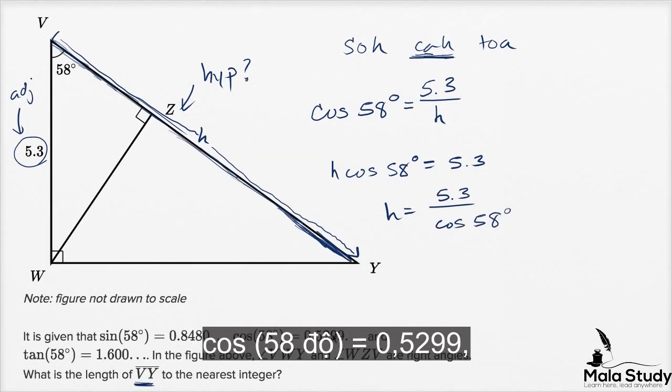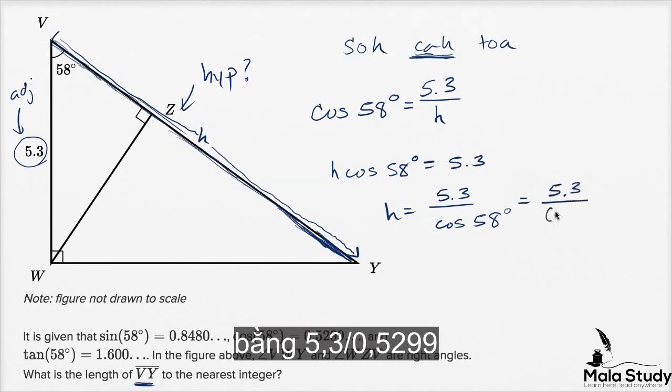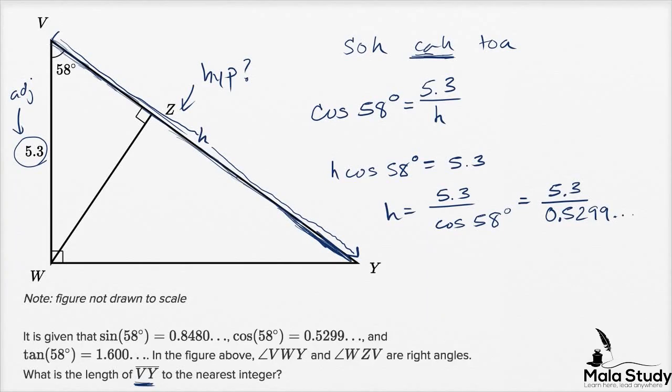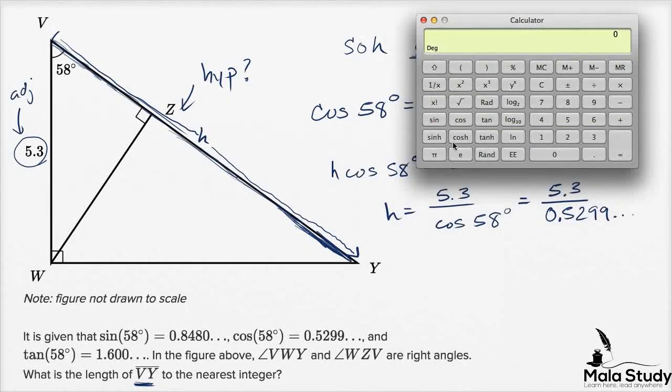And they tell us what the cosine of 58 degrees is, 0.5299. So this is going to be equal to 5.3 divided by 0.5299. It actually keeps going. And we need to figure out what this is to the nearest integer. So definitely want to get a calculator out for that. And so we have 5.3 divided by 0.5299. And I'm just going to use the numbers they gave us, even though my calculator has a cosine function that probably would have given us more precision.